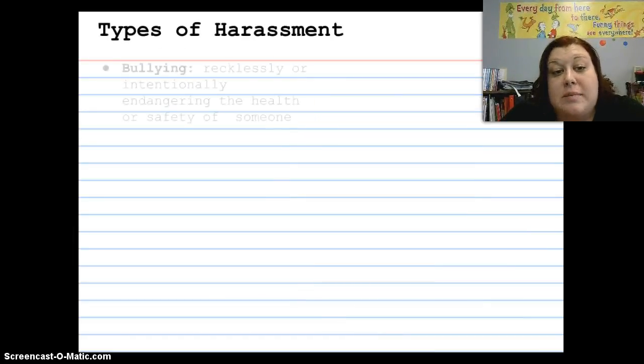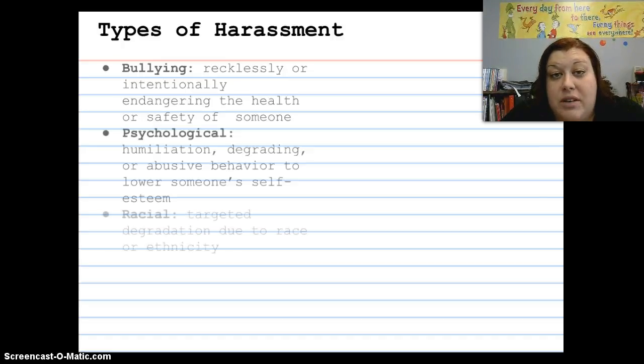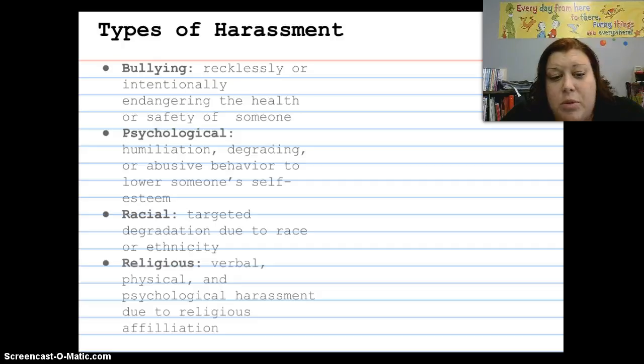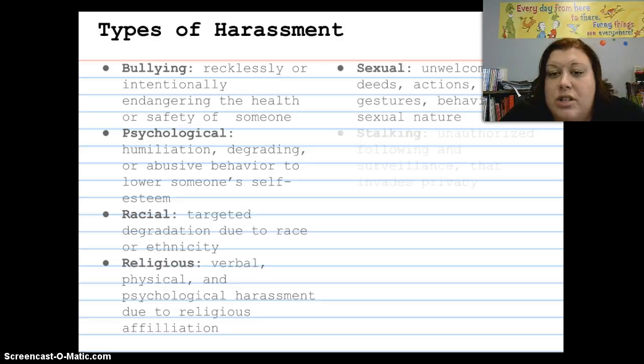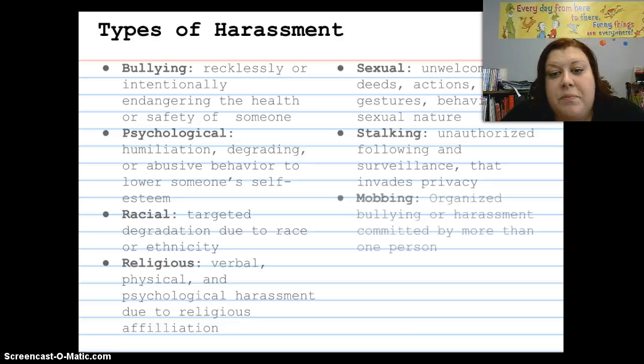Next, we go on to types of harassment. The first one is bullying: recklessly or intentionally endangering the health or safety of someone. Psychological is humiliation, degrading, or abusive behavior to lower someone's self-esteem. The third is racial: targeted degradation due to race or ethnicity. Religious harassment is verbal, physical, and psychological harassment due to religious affiliations. The next is sexual harassment: unwelcome words, deeds, actions, gestures, and behaviors of a sexual nature. Stalking is unauthorized following and surveillance that invades someone's privacy.